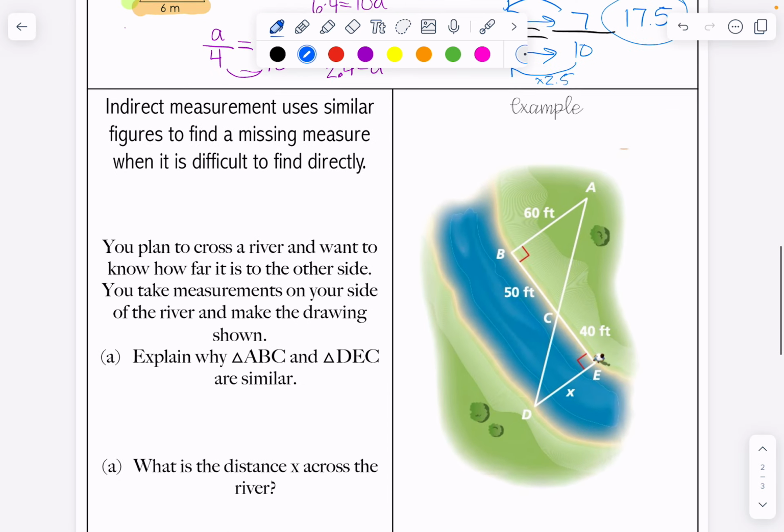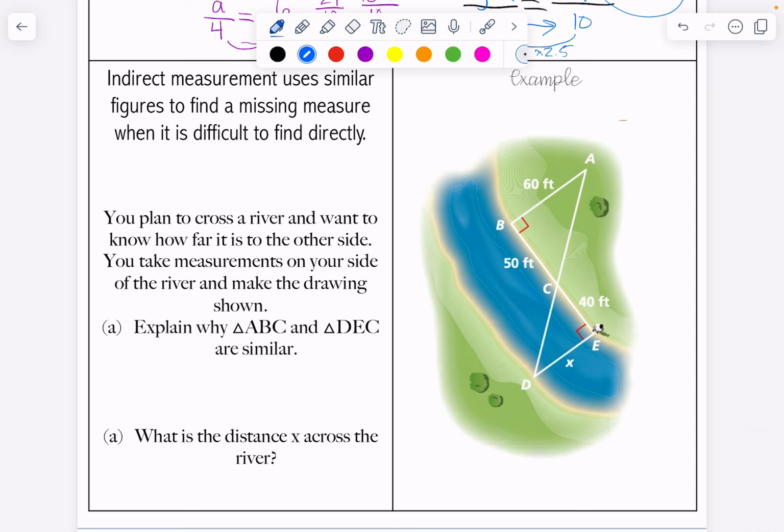So where this comes into play, we can also use similar triangles and similar figures to help find missing measurements. For example, if we have a picture like the one shown here that says you plan to cross a river and want to know how far it is to travel to the other side, so that's right here. So you take measurements on your side of the river and make the drawing shown. And part A says explain why triangle ABC and triangle DEC are similar. So first we want to be able to prove that these two triangles are similar, because our proportions will only work if these are similar triangles.